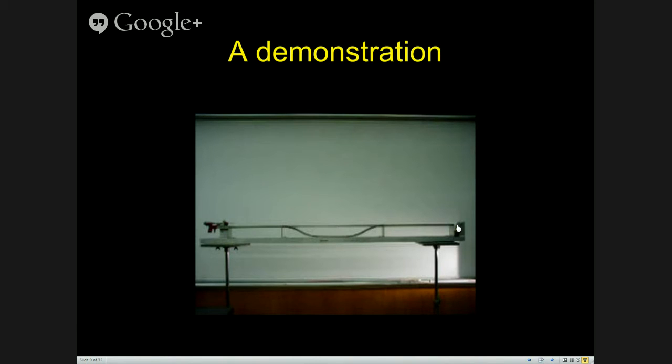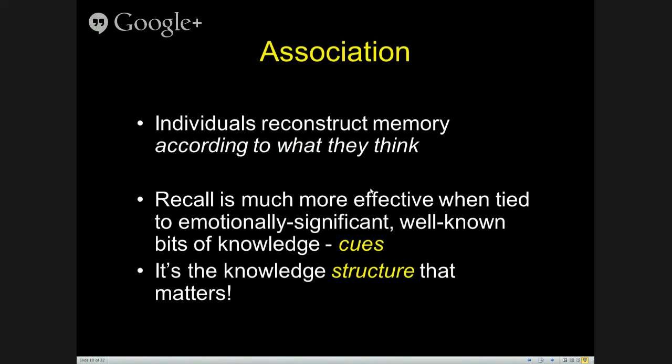And all of this mishmash was more or less well recalled depending on the way individuals link up that information. So individuals reconstruct memory according to what they think. And I think the responses to the video illustrated that quite well. And it also illustrates that recall is much more effective when we tie to emotionally significant, well-known cognates or bits of knowledge. They're called cues typically. And actually, it's not what you know, but how it integrates in the way your brain works that matters, the structure that matters.